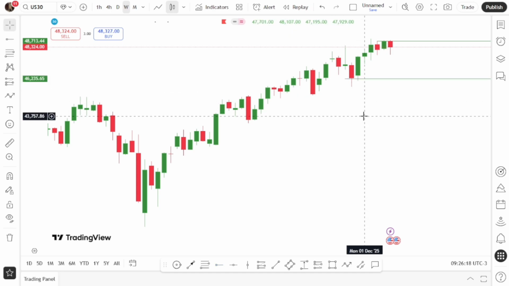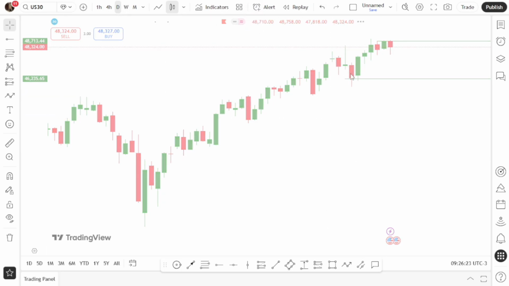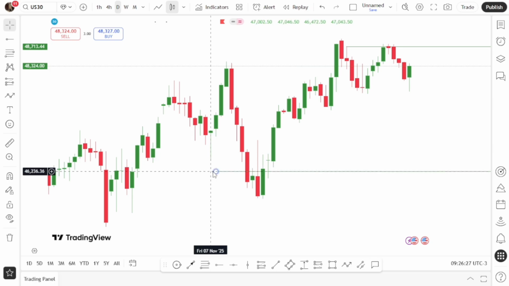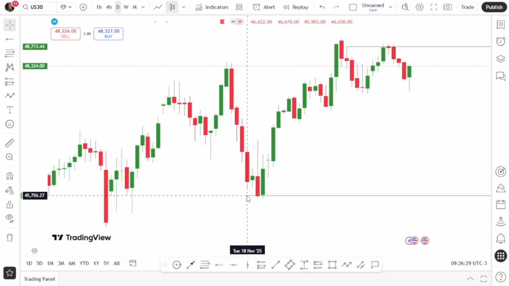Now we are going to go to the daily time frame and look more in depth at what is going on in this particular area of price. So now we're going to adjust it. We bring it back down a little.